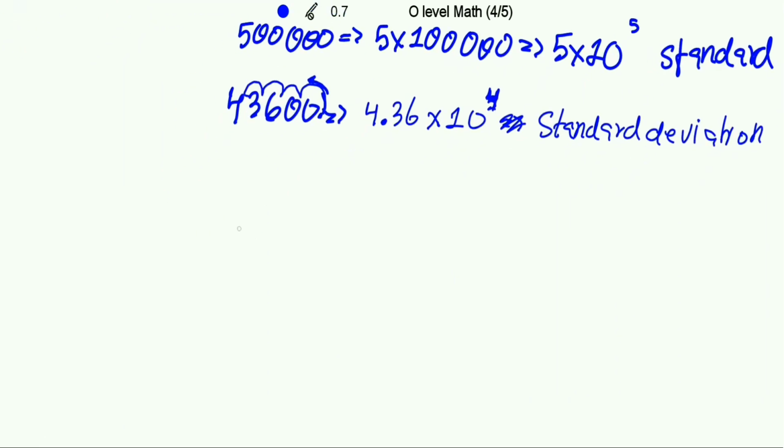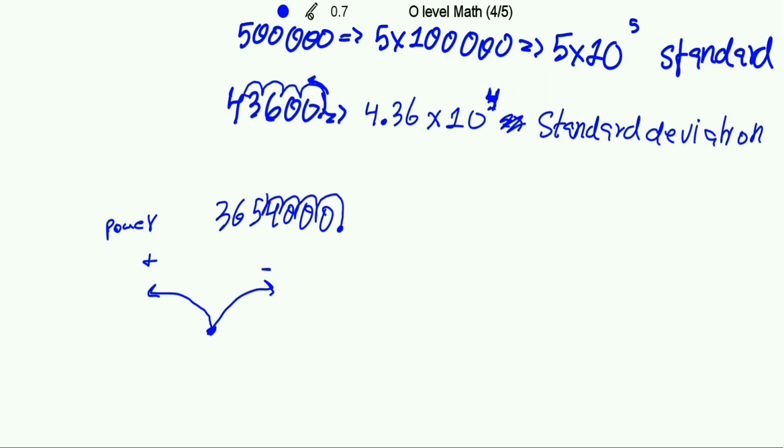So what I really did is, first of all, we always try to see the point. Let's say that I have the number 3, 6, 5, 4, 0, 0, 0, and here is the point. If the point goes to the left side, then the power will be positive, and if the point goes to the right side, the power will be negative. So if I want to know the standard deviation of this number, the point will go 1, 2, 3, 4, 5, 6. So 3.654 of power 6, and the power is positive. So this is the standard deviation.